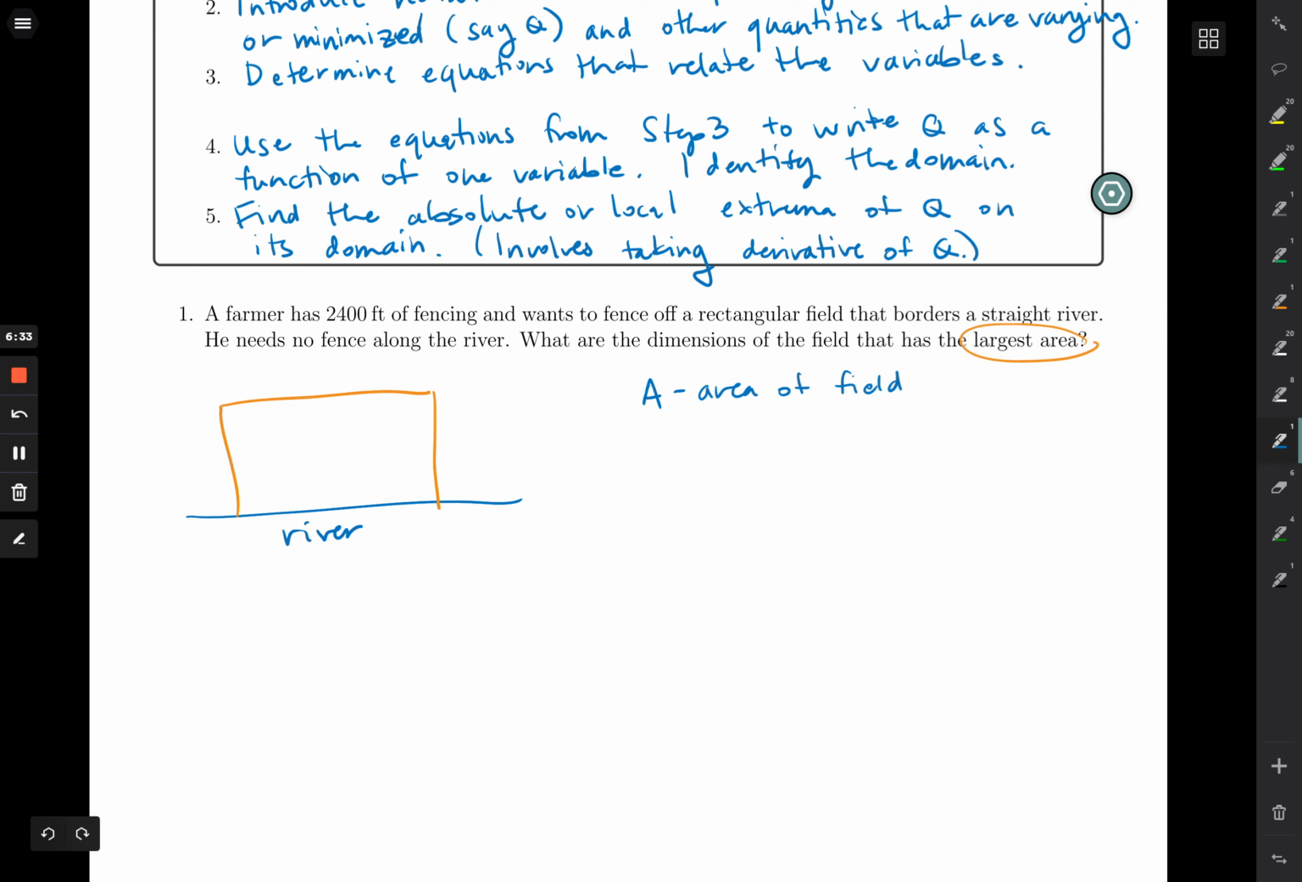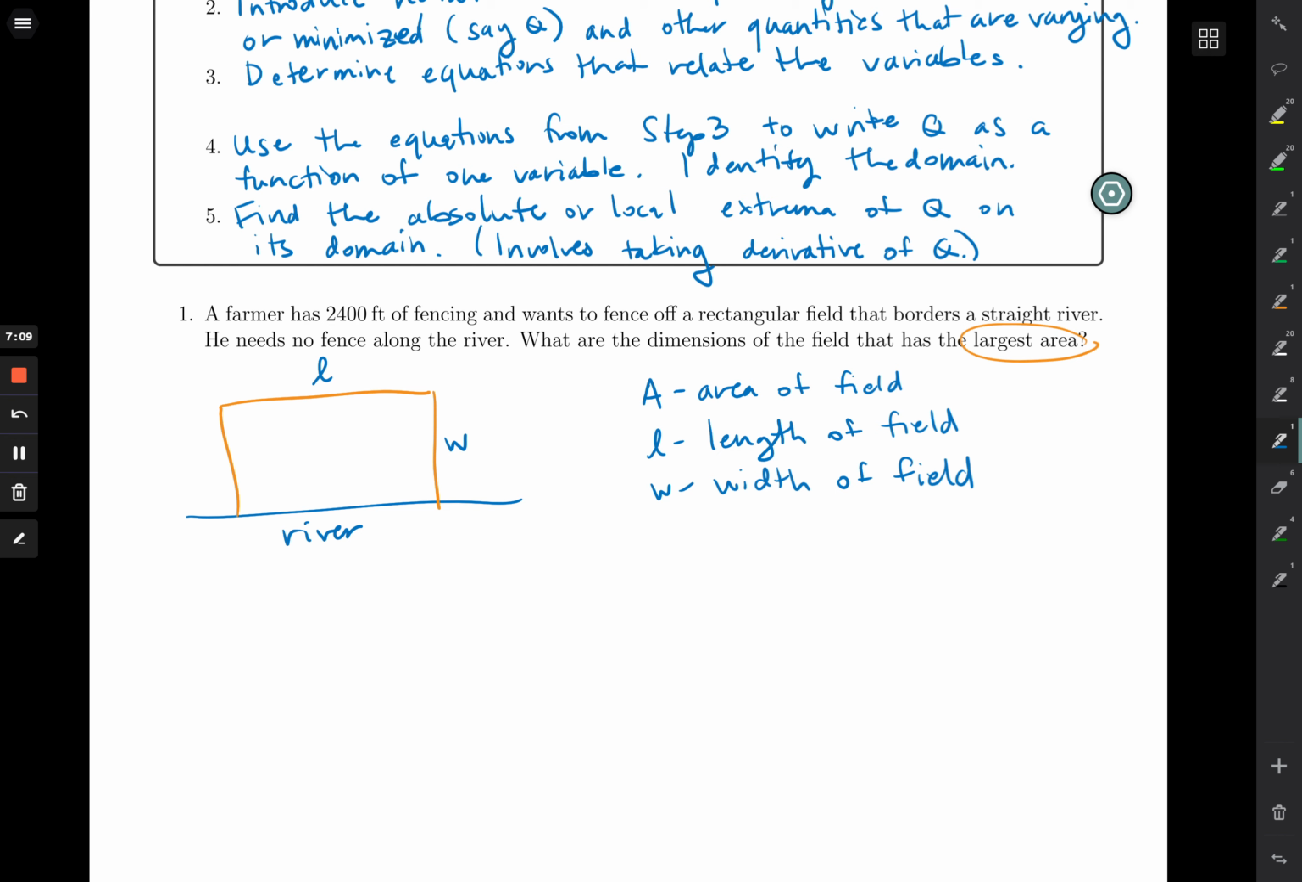And then the other quantities that are going to be changing, since this is a rectangle, we know that it will have a length. So I'll label this side as the length. This is the length of the field. And then the width I'll label with a W. Oh, that's the width of the field, right? And those are all the quantities that are related to this particular problem.